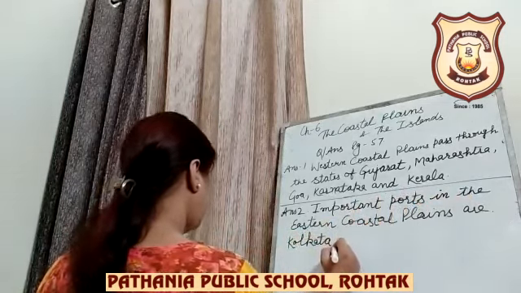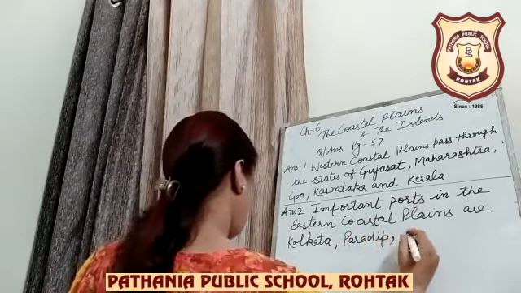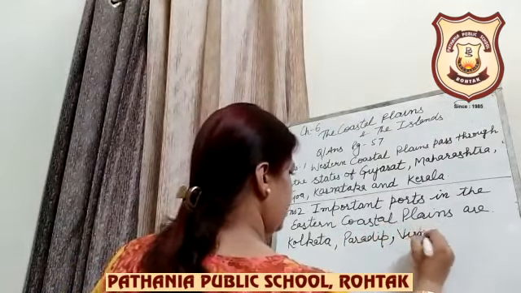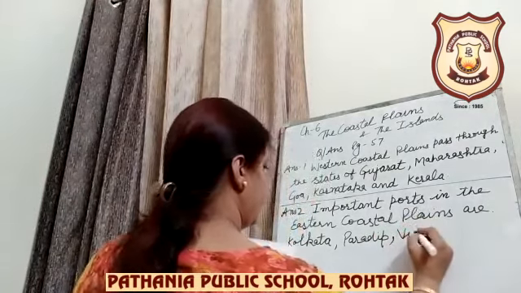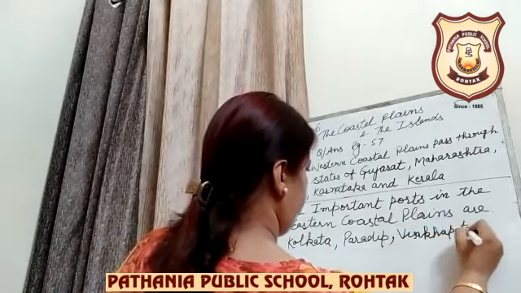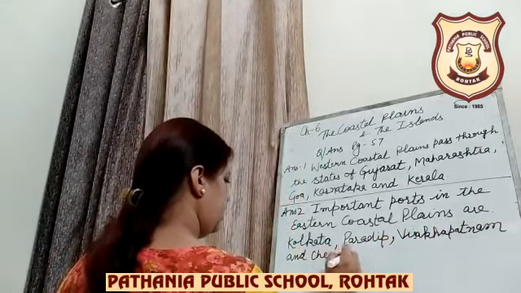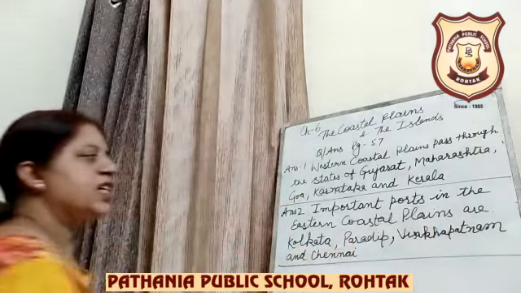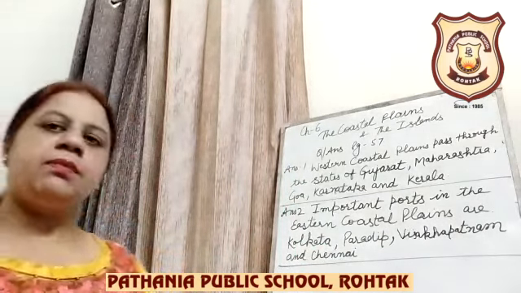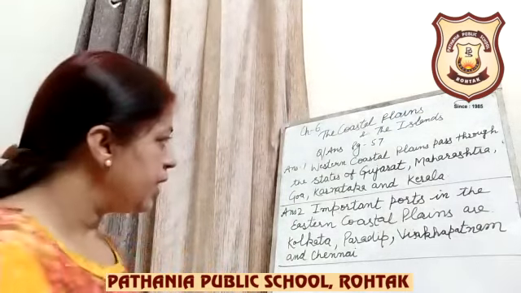Paradip, that is in Odisha, Vishakhapatnam, that is in Andhra Pradesh, and Chennai. These are the important ports in the eastern coastal plains. Kolkata, Paradip, Vishakhapatnam, and Chennai. That's all, children. Okay. Now we'll start question number 3. Okay. So I'm erasing it.